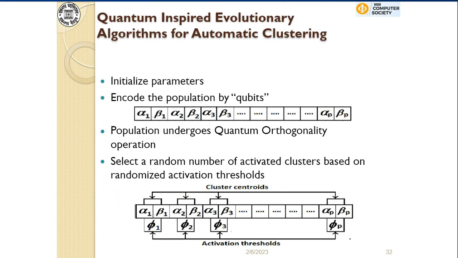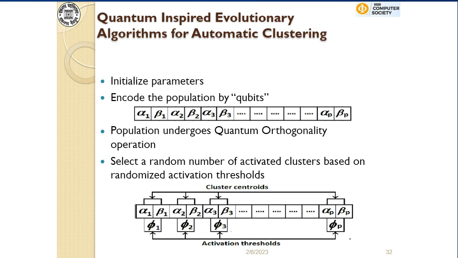And then comes the quantum evolutionary algorithms. How to design? This is a generic procedure, not a specific one related to a particular PSO, DE, or genetic algorithm. A generic procedure may be like this. You just notice the difference. You first of all initialize all the parameters. That is quite evident with any optimization algorithm.